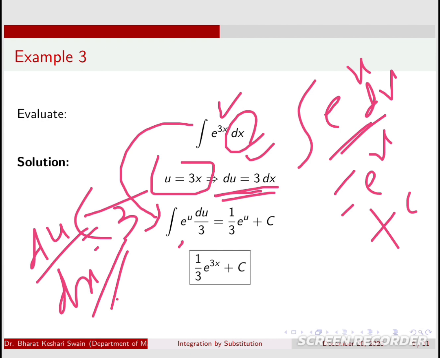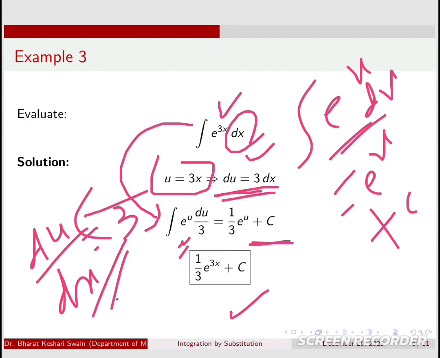Okay, so now it is e to the power u du by 3, and since 1 by 3 is a constant, you can take it out of the integral sign. The remaining function is only e to the power u, and we know that the integration of e to the power u is e to the power u. So the solution is e to the power u by 3 plus c, and now put the value of u equal to 3x, the result is e to the power 3x by 3 plus c.